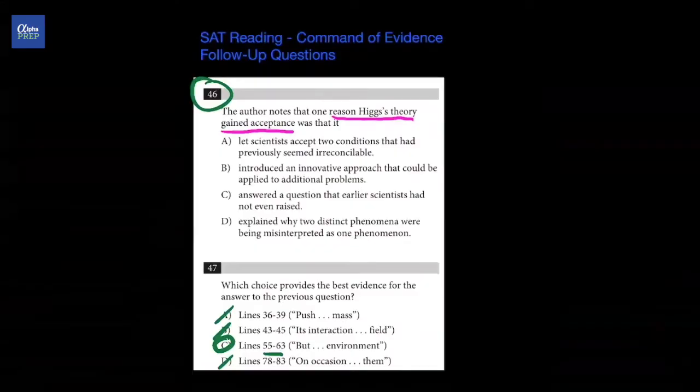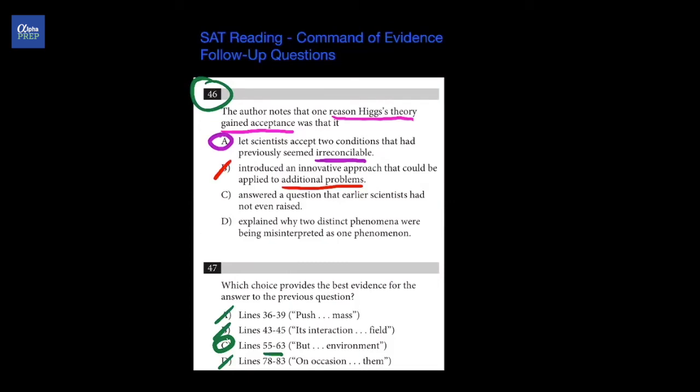So let's look at these answer choices. A, it let scientists accept two conditions that had previously seemed irreconcilable. Accepting two conditions that had previously seemed irreconcilable, that's basically having your cake and eating it too. You're having things both ways. So let's take a look at B, C, and D and see why they're wrong. B, introduced an innovative approach that could be applied to additional problems. There was nothing about additional problems mentioned in lines 55 to 63, so we can eliminate B.